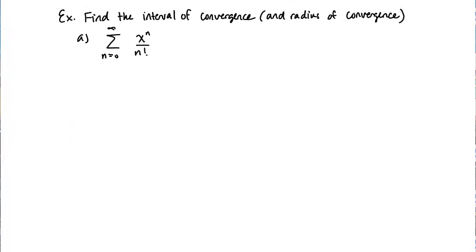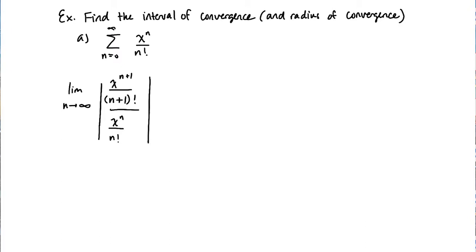So here's our first concrete example of a power series. Our power series is x to the n over n factorial, and we're going to find the interval of convergence and radius of convergence. So starting off, we're going to take our limit as n goes to infinity of the absolute value of x to the n plus 1 over n plus 1 factorial over x to the n over n factorial. This is our ratio test setup.